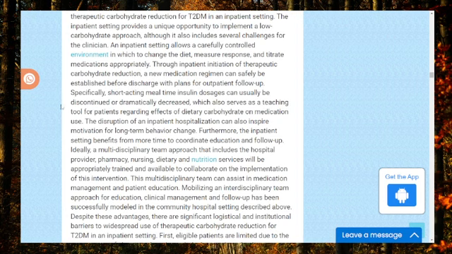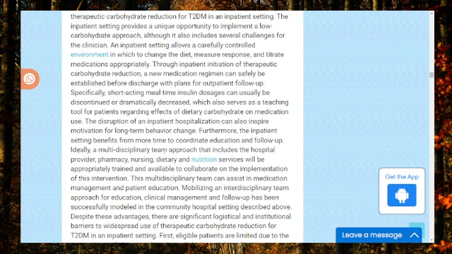outpatient follow-up. Specifically, short-acting mealtime insulin dosage can usually be discontinued or dramatically decreased, which also serves as a teaching tool for patients regarding effects of dietary carbohydrate on medication use. The disruption of an inpatient hospitalization can also inspire motivation for long-term behavior change. Furthermore, the inpatient setting benefits from more time to coordinate education and follow-up.